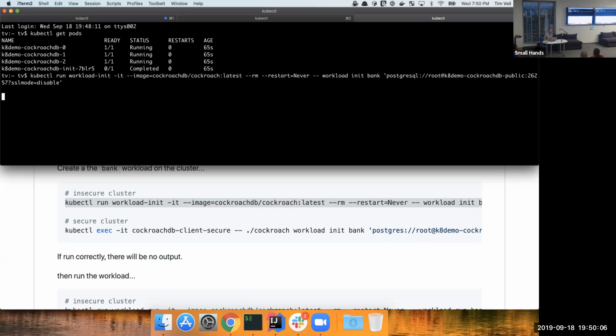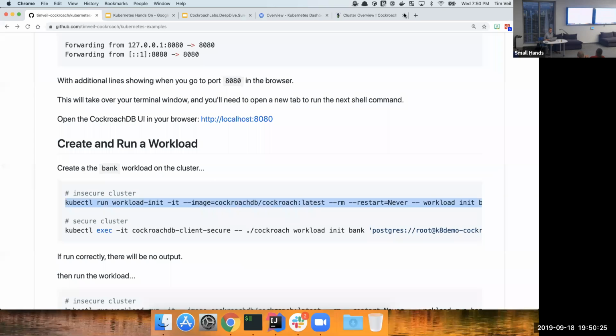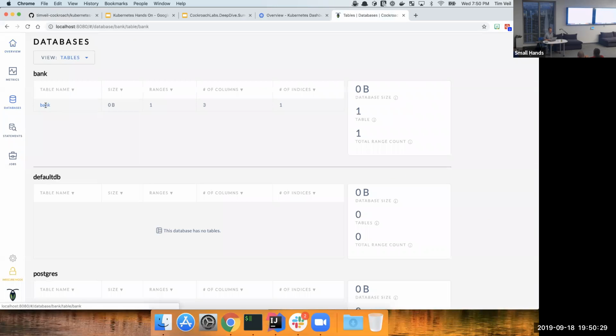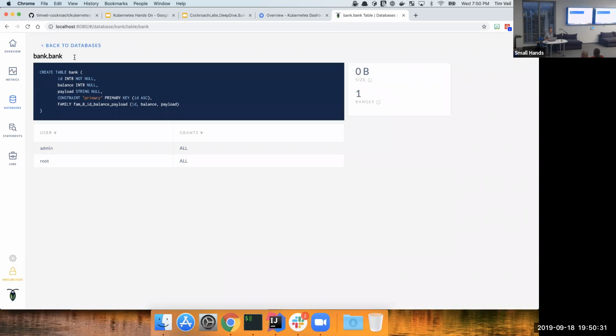If you guys are interested in doing more formal benchmarking, we're firm believers in industry standard benchmarks to test performance. TPC-C is one of those. If you're not familiar with that, I definitely encourage you to look into it. TPC-C, for example, is one of the pre-built workload generators. And what this has done for me is create a bank database. I can verify that it's here by coming into the interface.